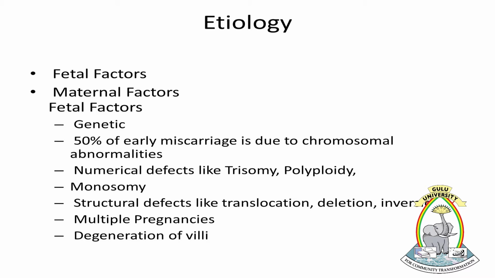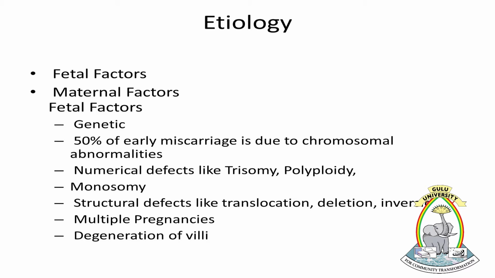Up to 50% of babies are lost due to chromosomal abnormalities. So we should take that into context when we're investigating a mother who has lost a pregnancy. Numerical defects like trisomy or polyploidy mean that you have extra copies of a chromosome present, which may result in abortion. Monosomy means that you've lost one copy of a particular chromosome of interest, and that can also result in this.